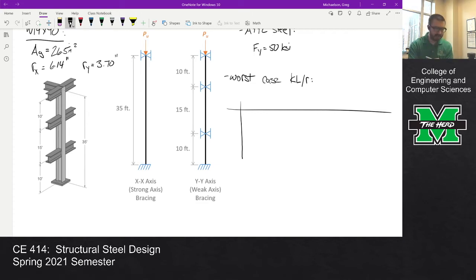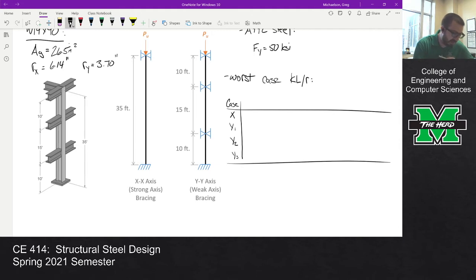1. Exactly right. So what we're going to do is we're going to say x, and then y1, y2, y3. So maybe what we'll do is we'll say this is the x segment, and this is y1, y2, y3, just so that we're using the same naming.